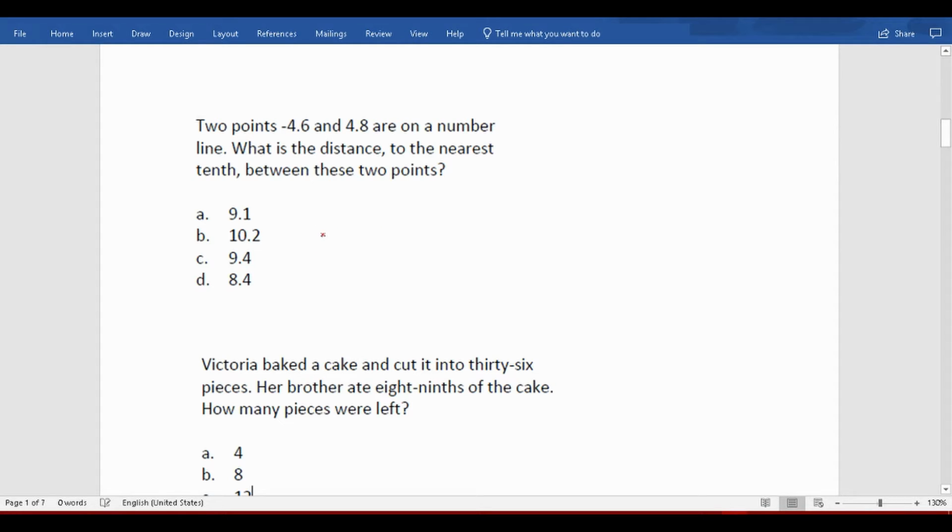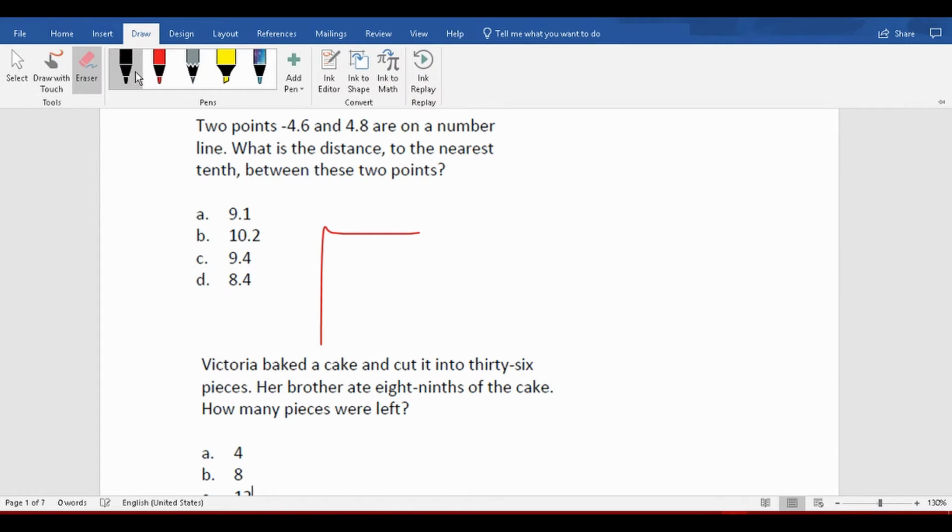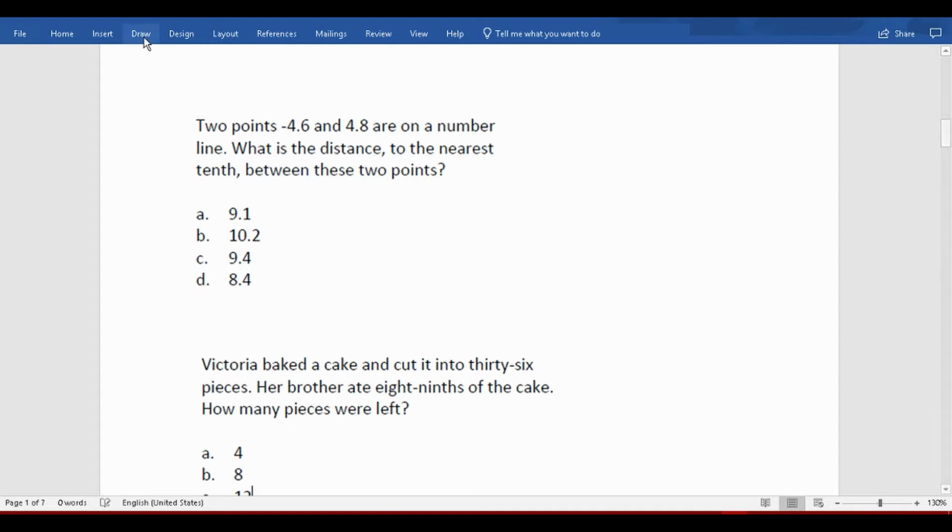So since they told us they're on a number line, oops, my pen didn't work there. Let me grab my eraser real quick. Sorry about that. Let's see if I can get my pen working.